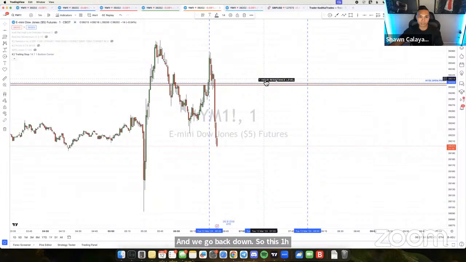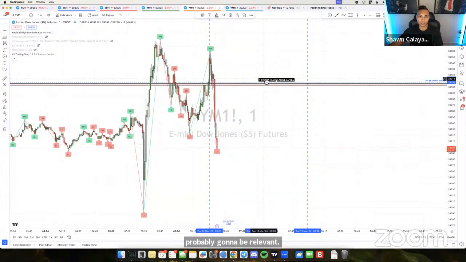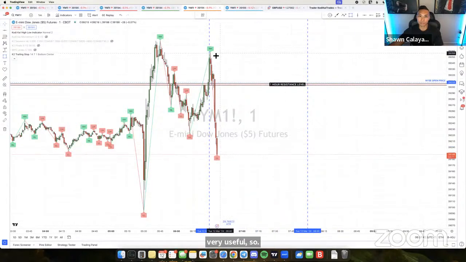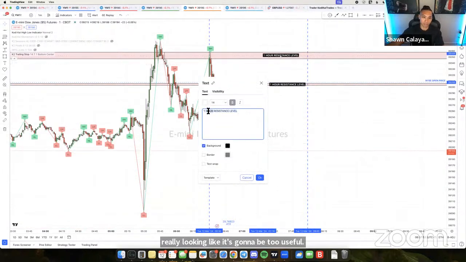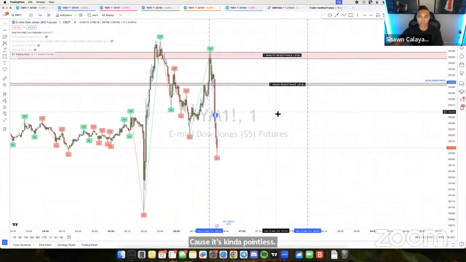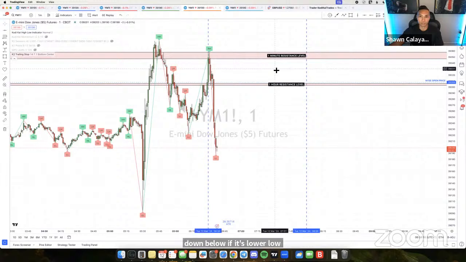So this 1 hour resistance level is probably going to be irrelevant. I don't think it's going to be very useful. I'll just leave it here, but for the most part, it's not really looking like it's going to be too useful. If I want to clean that up later, I'll just take it off because it's kind of pointless. There's no real rejections off it. It's kind of just in the middle. We got the 1 minute resistance level right here, and down below, if this lower low closes, we're going to have a 1 minute support level down there. So we'll see if it holds or if it ends up coming down even further.